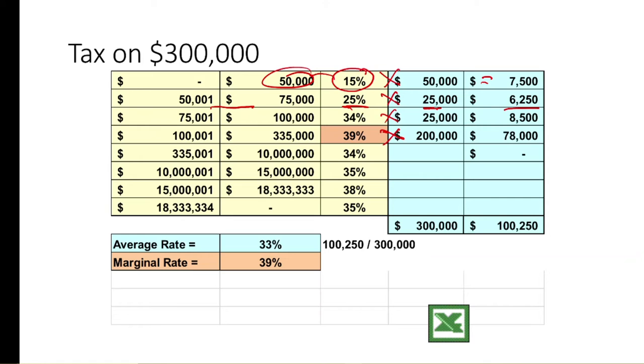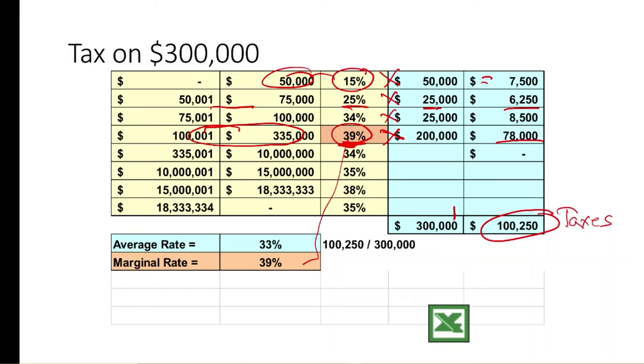So 200,000 times the 39 gives you that. So there is your, what we call, the amount of taxes that you would have owed. Okay? So that's your tax liability. If you were to have made one more dollar, 3,001, it would have been in this tax bracket. So your marginal rate would have been 39%.